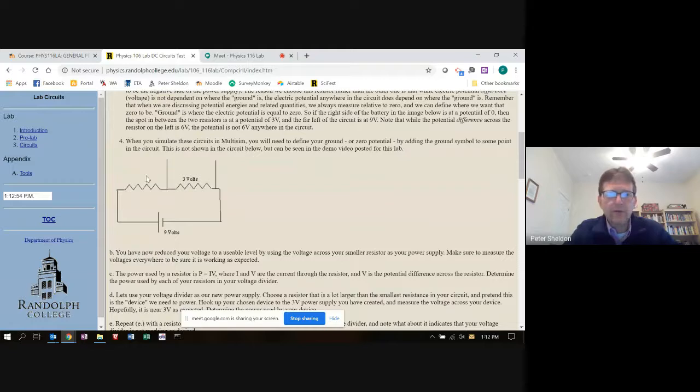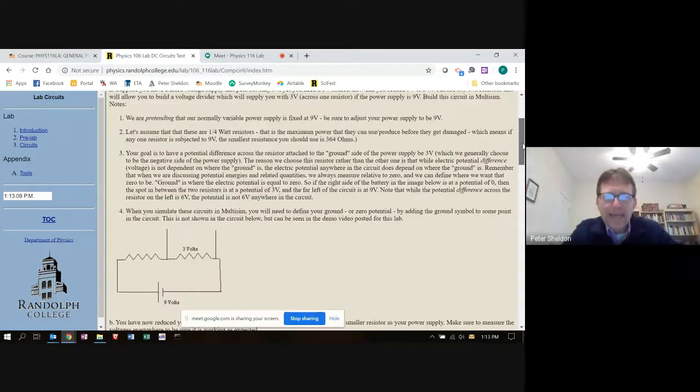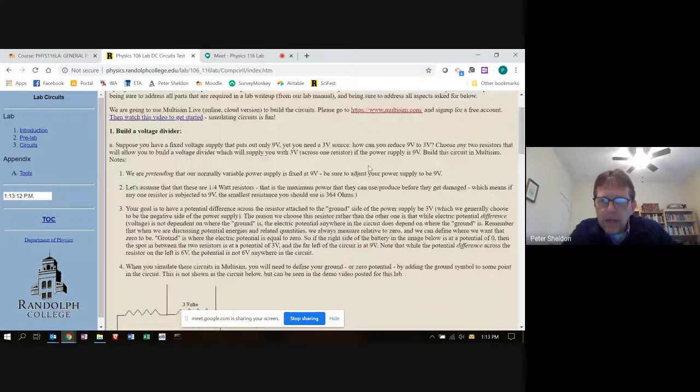But yeah, you figure it out. It's 2 to 1. So it doesn't matter if you choose this resistor to be 2 ohms and this resistor to be 1 ohm, or this resistor to be 1,000 ohms and this resistor to be 500 ohms. It's just 2 to 1.